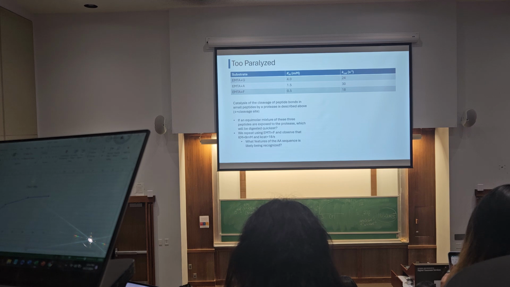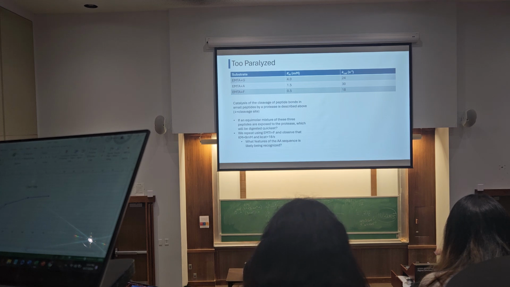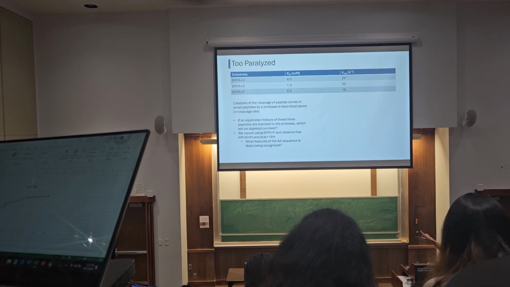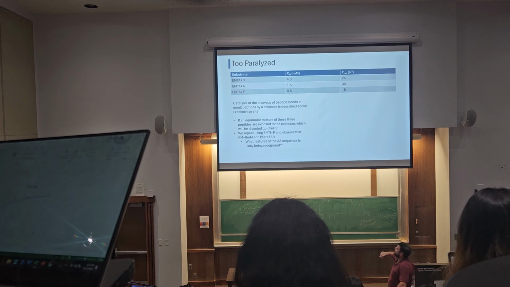All right, so let's look at here. Catalysis of the peptide bond in the small peptides is shown in the table. That little down arrow just shows where it's being cleaved. So the first is being cleaved between an A and a glycine, the second one after an A and an alanine, and then the third one between an A and a phenylalanine.